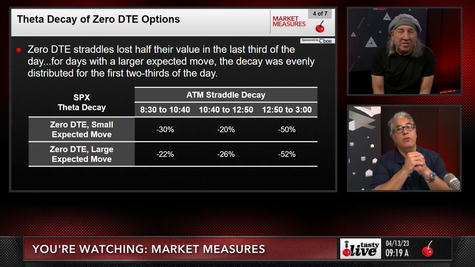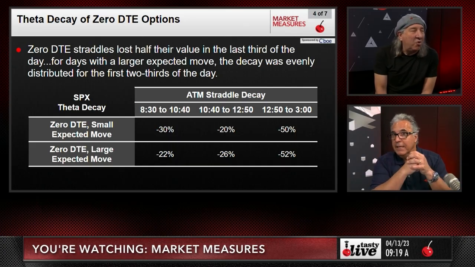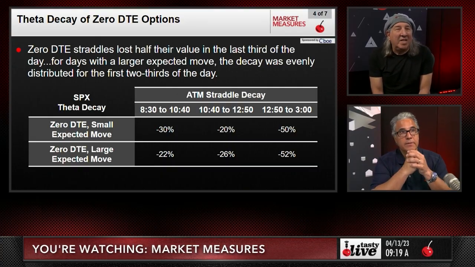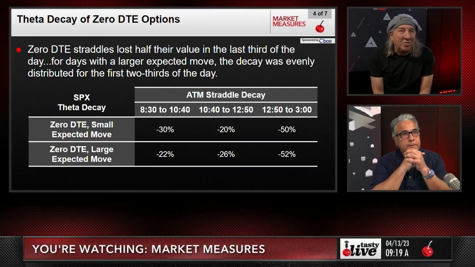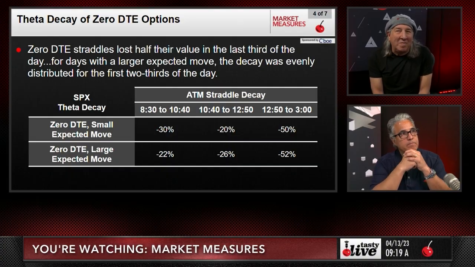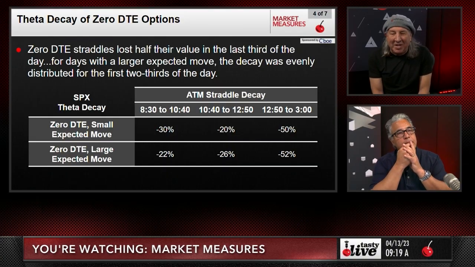So straddle, all things being equal, is going to have a higher price in the beginning of the day. And as time goes by, it's going to decay, right? And then with a large expected move, the numbers were kind of similar, but you made less in the first hour, or the options lost less in the first hour, and they lost a smaller amount in the second hour, and then they got killed at the end of the day when it finally came in.